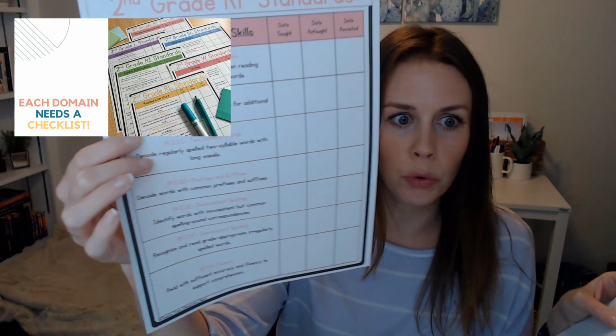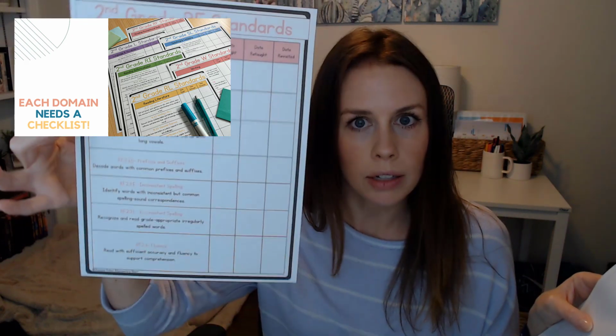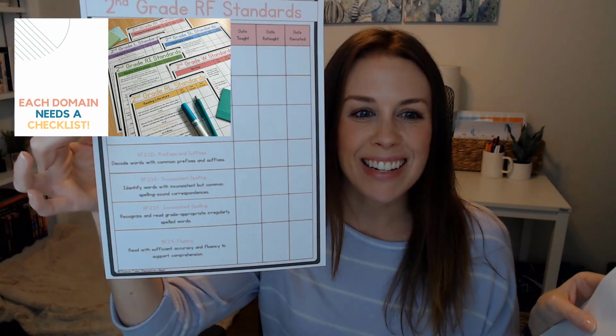Each grade level, K through 4, has each of the standards with 3 different columns. So what I'm going to do today is talk about the benefits of using a tracking system, and then how to use that tracking system to alter how you're teaching and what you're teaching.